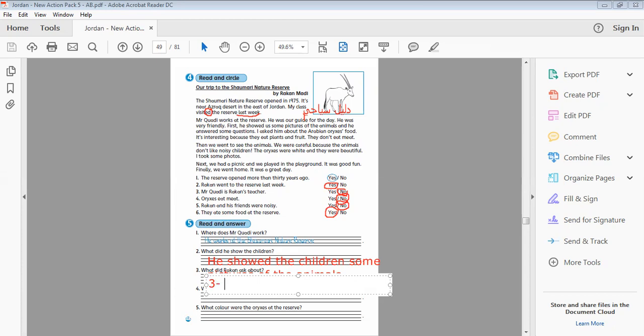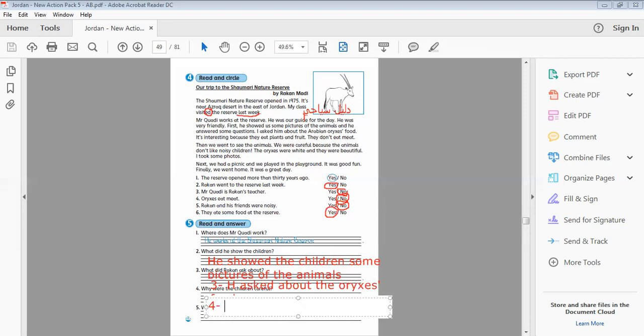Three, he asked about the oryxes. Four, why were the children careful? They were careful because the animals don't like the noisy children.